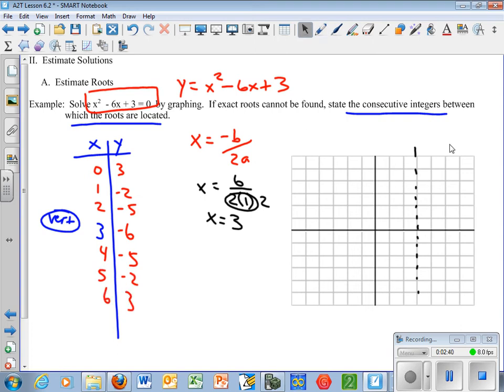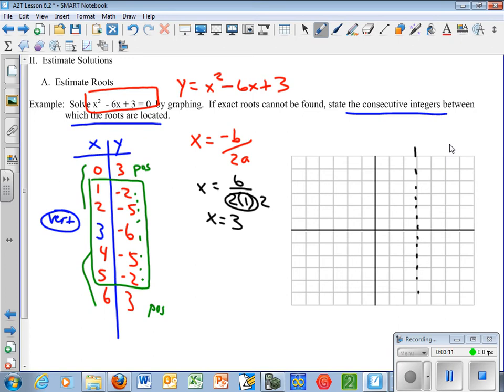Now you may ask, why did I go 3 x values on the other side and 3 x values on this side? And there's a reason for it. If I only went from here to here, notice we'd still be down in the negatives for our y values. So I went further because now here we got a positive y value when x was 0, and here we got a positive y value. And there's a reason for that, because that's going to help us state the consecutive integers.